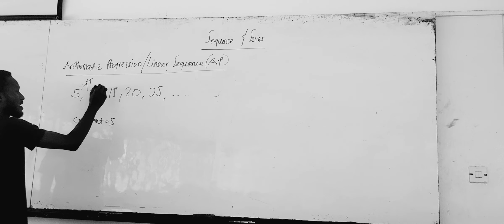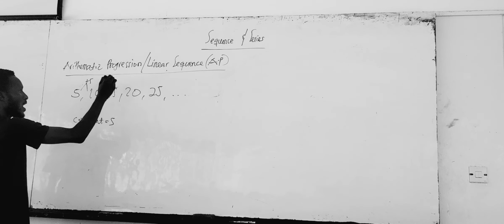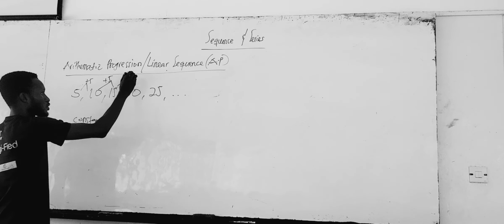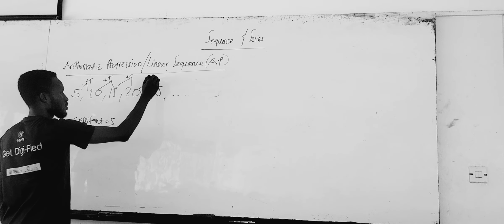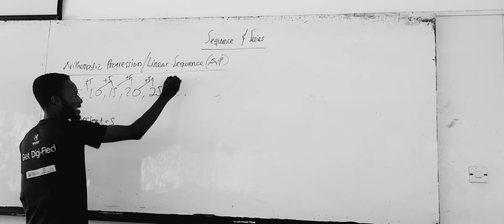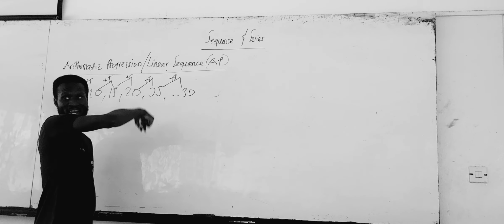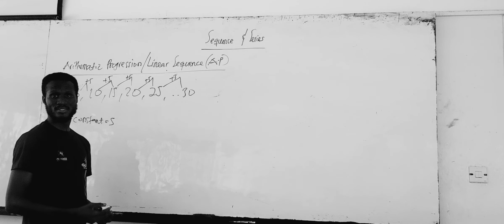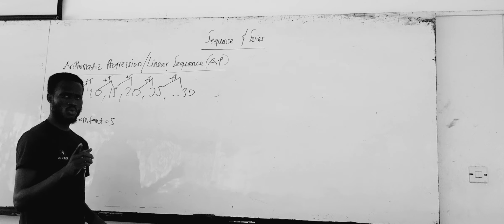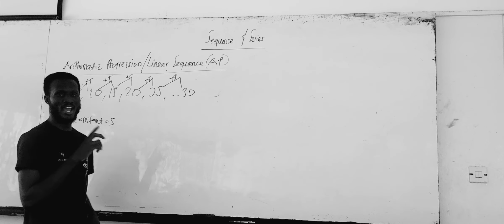So plus 5. Now from here to here 5 was also added, from here to here 5 was also added, and from here to here 5 was also added. So it means that to get the next one, I need to add 5, which will give us 30. You get it? Now, what is the name given to the number 5?